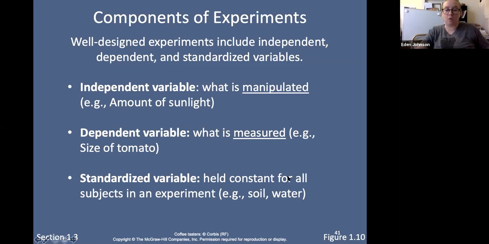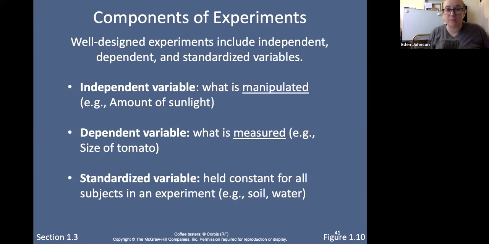So you need to hold these things constant for all subjects in an experiment, meaning you need to have the same amount of water. They need to be watered at the same time of the day. They need to be watered on the same schedule. They need to be in the same size pots. They need to be the same variety of tomato plants. All of these things, okay, need to be kept as constant as possible.